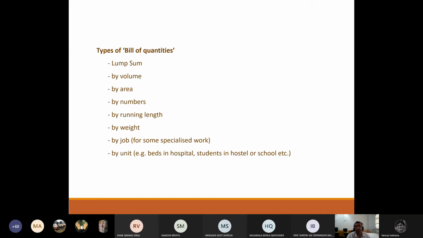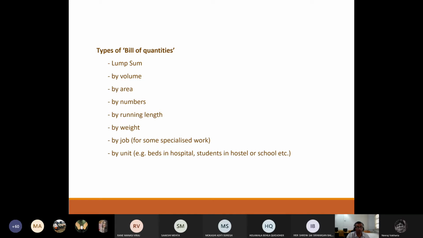Some of them are done by weight. Some of the quote is by weight. How much by weight? Like metal. A lot of metal work that may be done on site is always quoted in kgs. For all iron work, all reinforcement for your RCC works, all of that is quoted in weight.